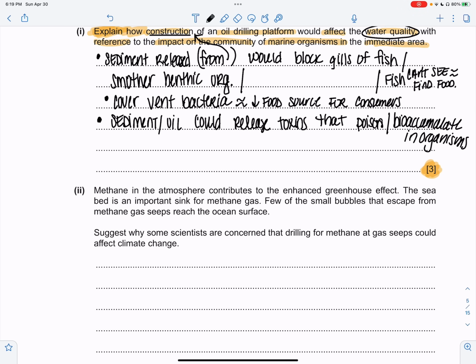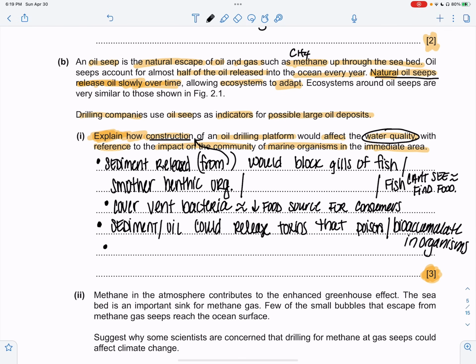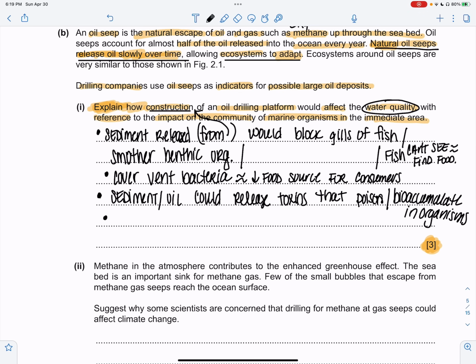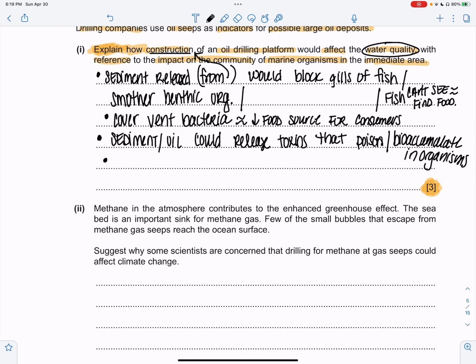Okay, or it can accumulate in organisms, bioaccumulate. You bioaccumulate in the organism, you biomagnify up trophic levels. Or just like a general mark that says that drilling could increase the oil that's released and the community can't adapt. So that's looking back at where it says natural oil seeps release oil slowly over time, and this allows ecosystems to adapt. And again, they want you to talk about the community, which is all of the organisms there. Everything that's alive is the community, where the ecosystem adds in everything that's alive and the abiotic aspects. But at the rate that this new oil could be released from drilling into it, they may not be able to adapt.